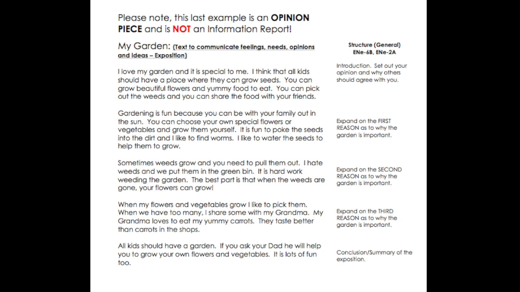The structure is not too dissimilar to what we've already looked at. You have your introduction where we talk about the opinion, and we start to put a few ideas as to why we are right. And then each paragraph we are grabbing that idea and expanding it. And at the end we summarize. So you can see there it's about my garden. Please have a read. Hopefully this example will help you.